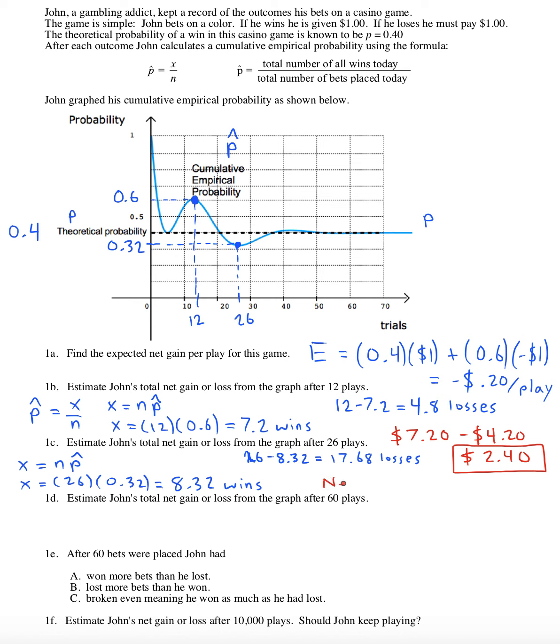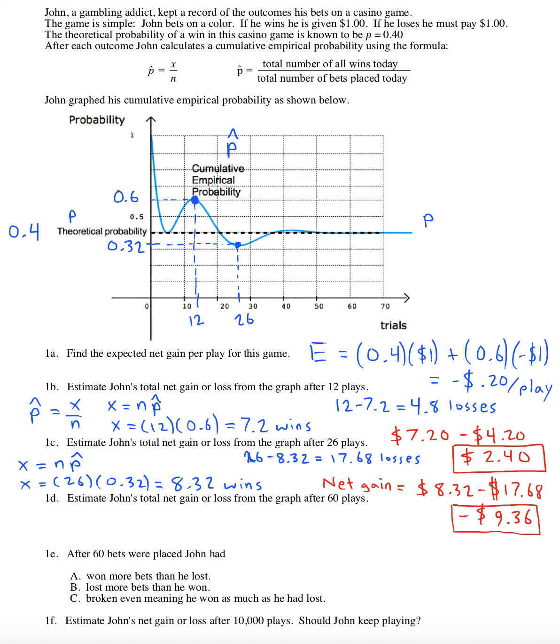All right, so his net gain is going to be 8.32 minus 17.68. Now he's at a negative 9.36. Not doing so well anymore. Now he's in the hole. So it didn't go well between 12 and 26 plays for him.